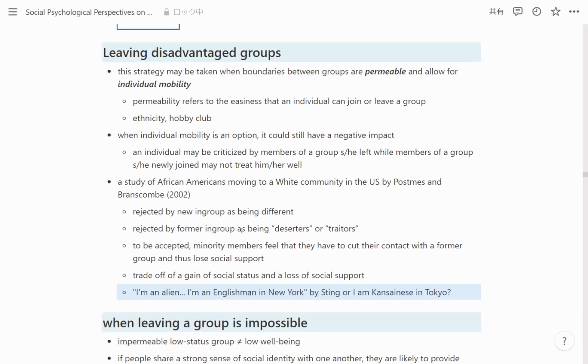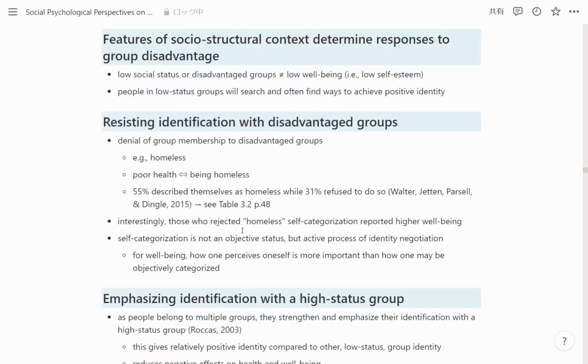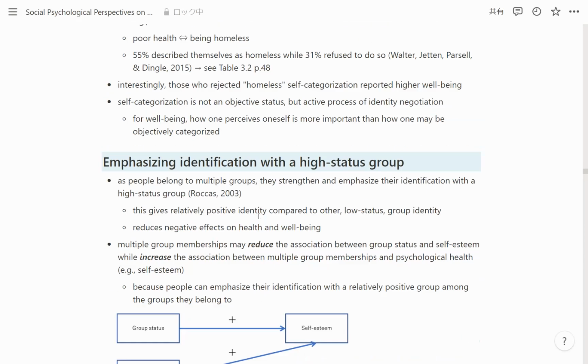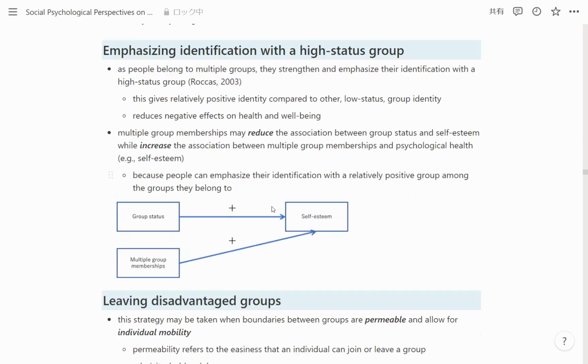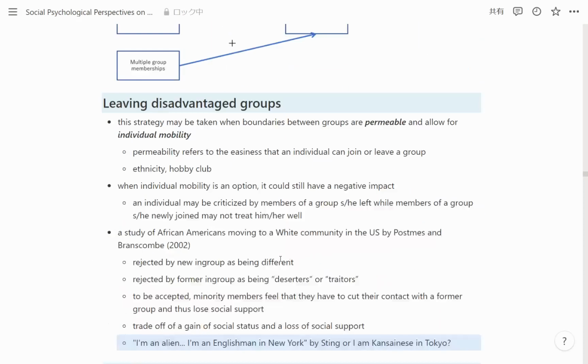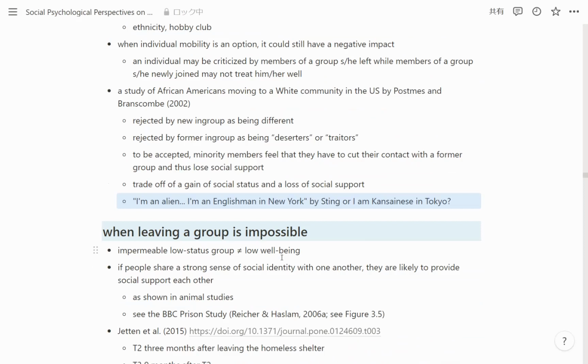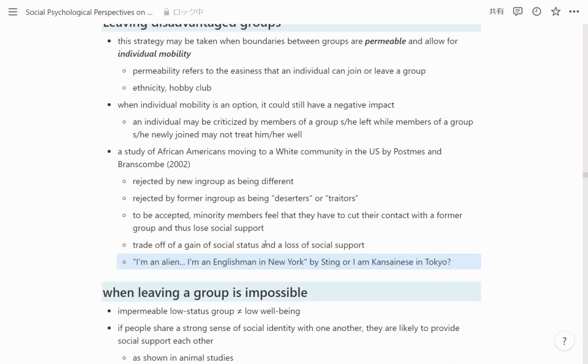Okay, so we have talked about how people would respond when they are likely to be categorized as a group member of a disadvantaged group. They are resisting, emphasizing identification with a high status group, and leaving disadvantaged groups. And then in the next class, I will talk about what happens if leaving a group is impossible. Okay. All right. Thank you very much.